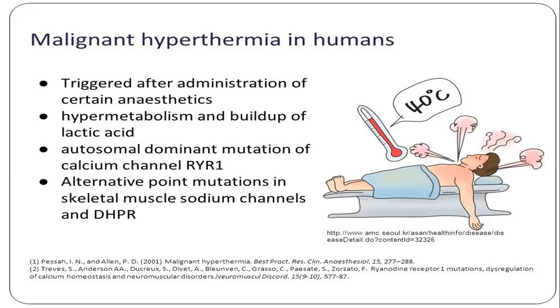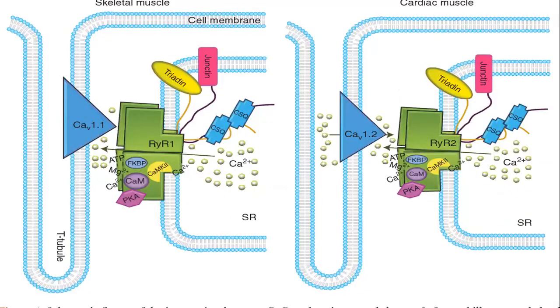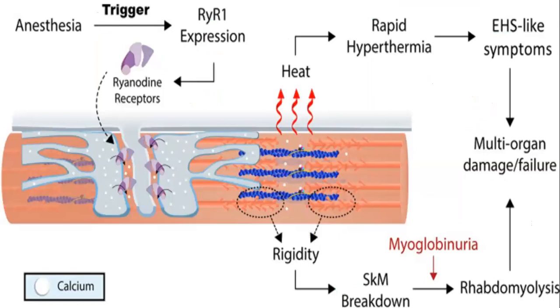So until you do a muscle biopsy, you cannot detect this disease. There is a mutation in these ryanodine receptor channels. You can see here the ryanodine receptor channels comparison in the skeletal and the cardiac muscle. So in malignant hyperthermia, there is some genetic disorder in the skeletal muscle, which is associated with the ryanodine receptor channel.